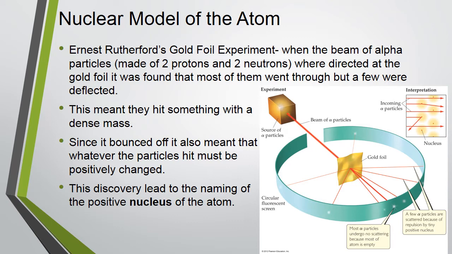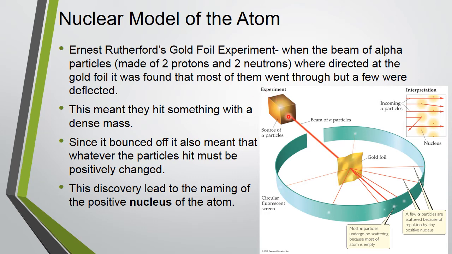The next thing that was discovered in the structure of the atom was through Ernest Rutherford's gold foil experiment. So over here we have this setup of our gold foil experiment. The first thing is that we have this source of alpha particles. So inside this lead block is a radioactive material, and it's giving off alpha particles. Alpha particles are made of 2 protons and 2 neutrons. So they have a pretty good mass to them.